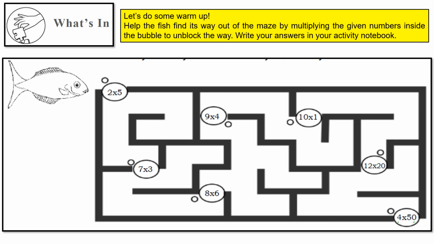Now, let's do some warm-up. Help the fish find its way out of the maze by multiplying the given numbers inside the bubble to unblock the way. Write your answers in your activity notebook. So, hindi makaka-escape si fish kung hindi natin masasagutan ang every bubble na may multiplication. 2 times 5. 7 times 3. 8 times 6. 9 times 4. 10 times 1. 12 times 20. And finally, 4 times 50.